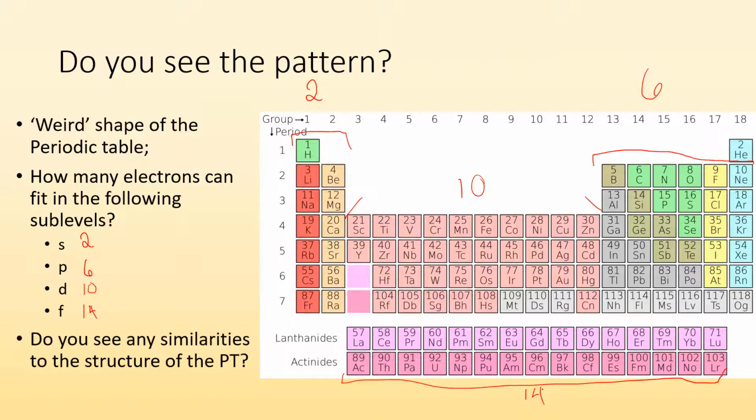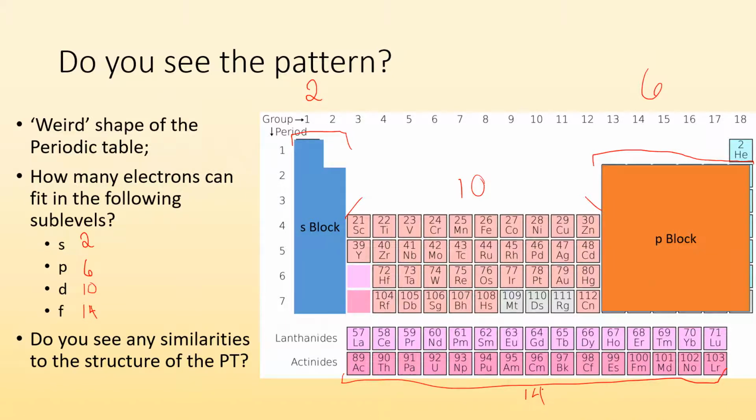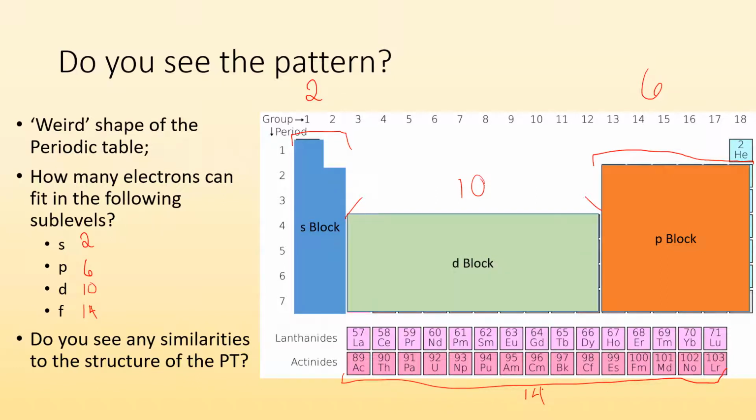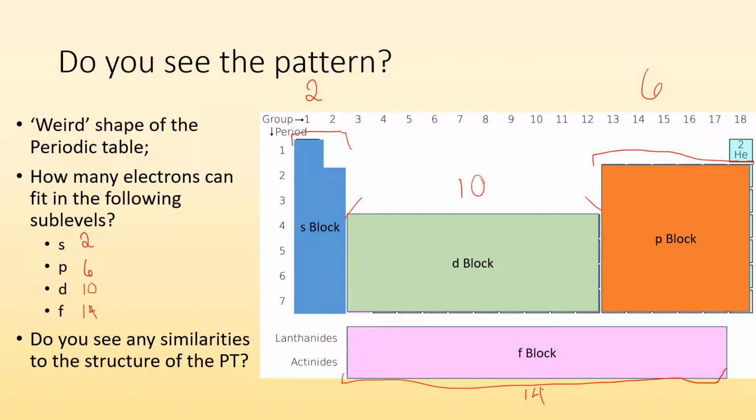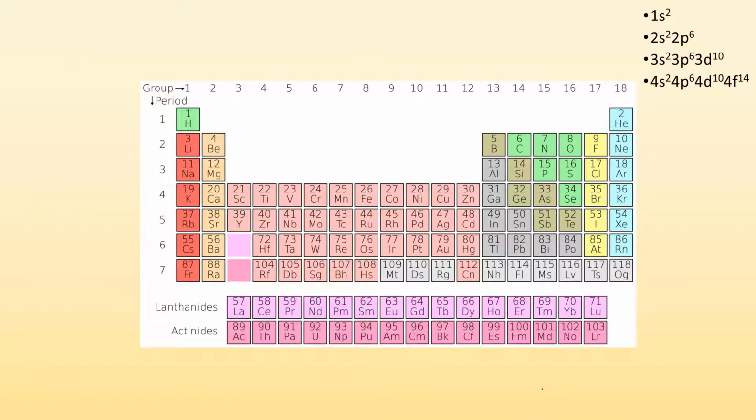Well, that's it, right? So that tall block that's 2 wide, we call the S block because it's filling in S orbital electrons. Over on the other side, the 6 wide block, we call the P block because that's where the electrons are going, into the P orbital. The middle block we call the D block because there's electrons going into the D sublevel, and then that separate thing we call the F block because electrons are going into the F sublevels.